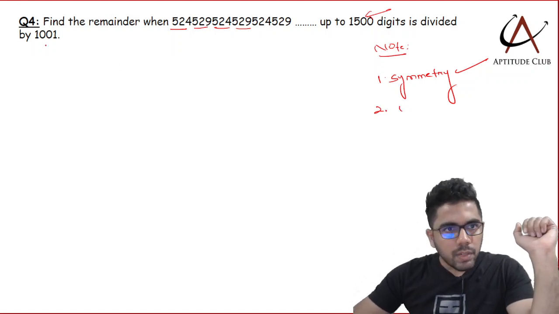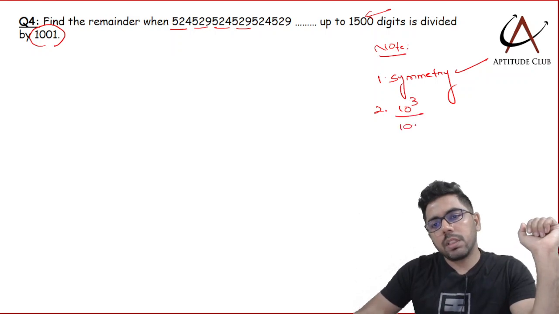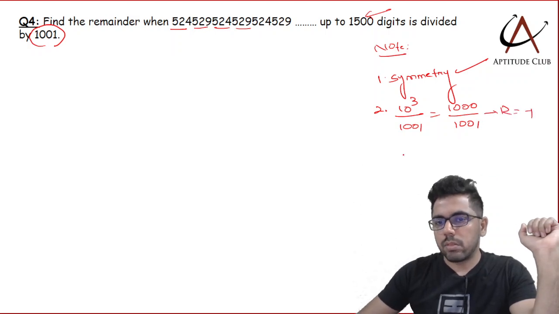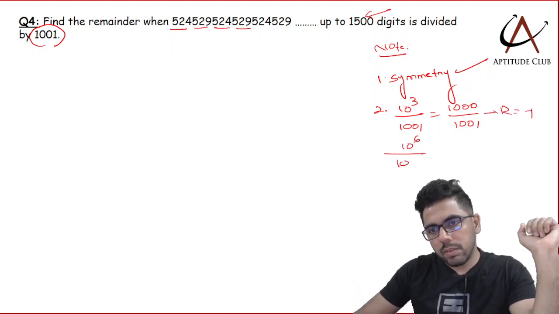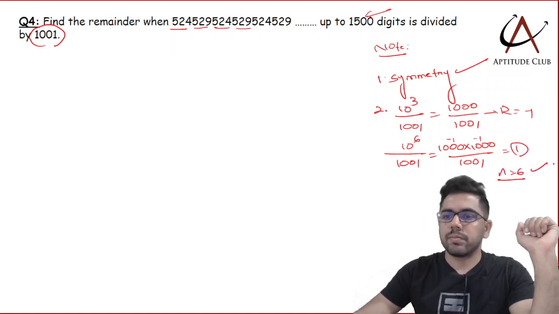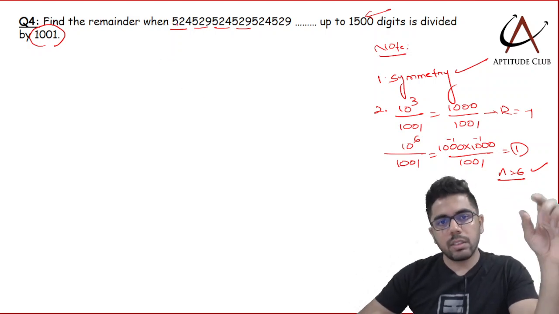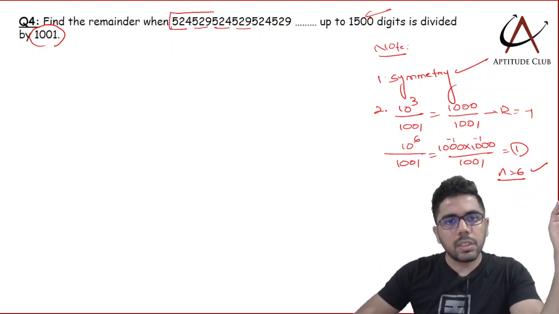But now the divisor is 1001. When I take 10 to the power 3 divided by 1001, this 1000 divided by 1001 has remainder minus 1. So when I take 10 to the power 6 divided by 1001, this 1000 into 1000 divided by 1001, minus 1 into minus 1, I get remainder 1. So I can take n equal to 6, and when n equals 6, I have to expand in 6 digits, and symmetry is maintained.